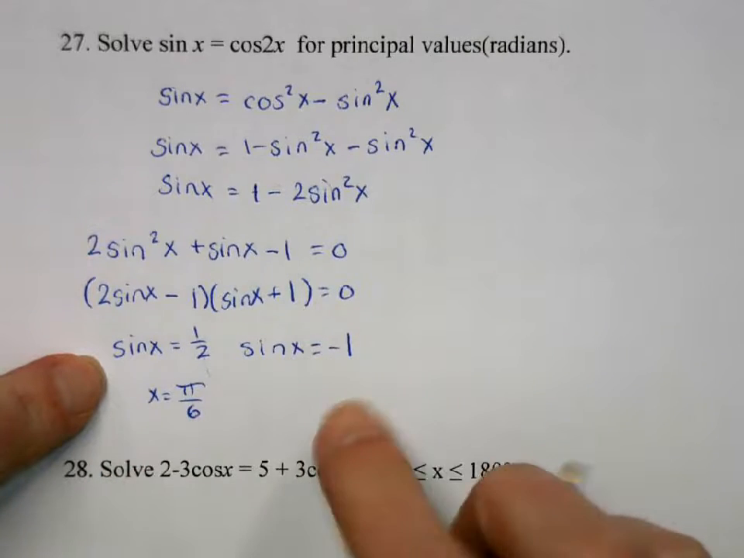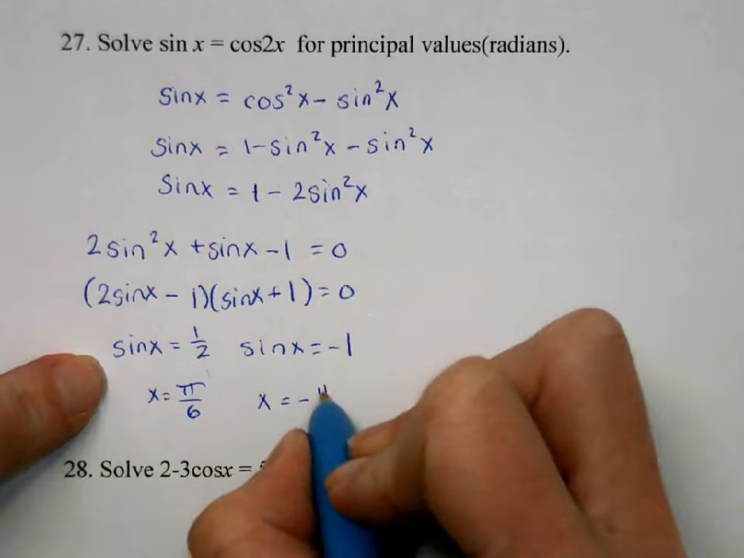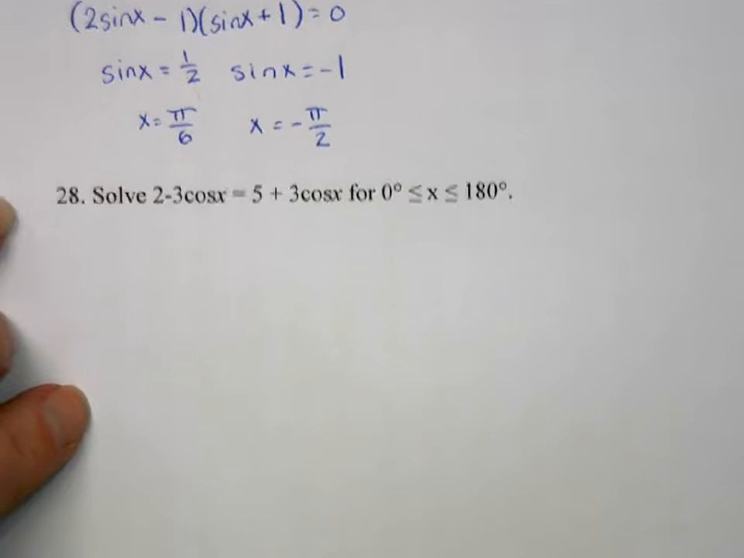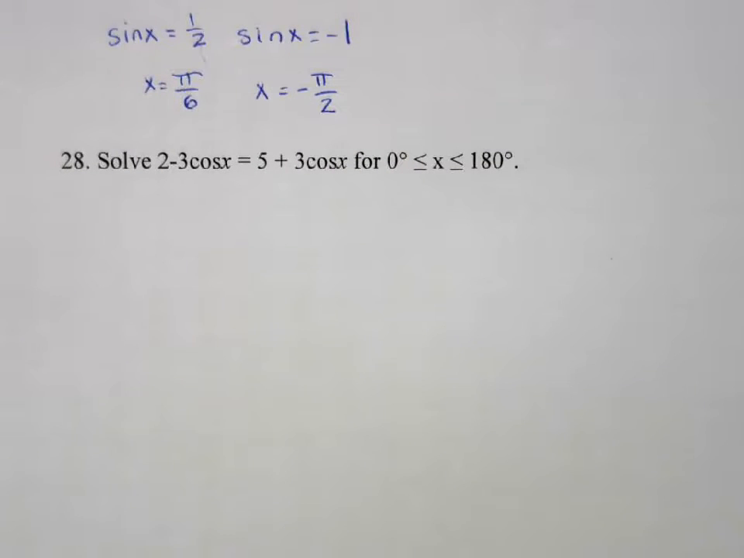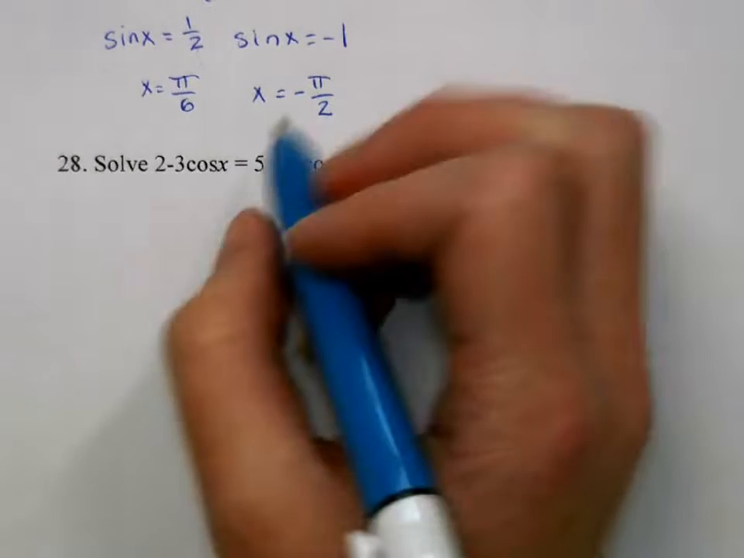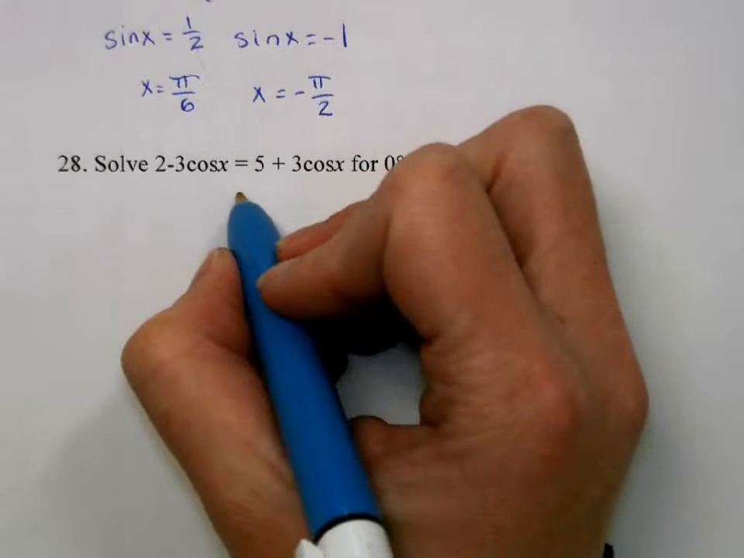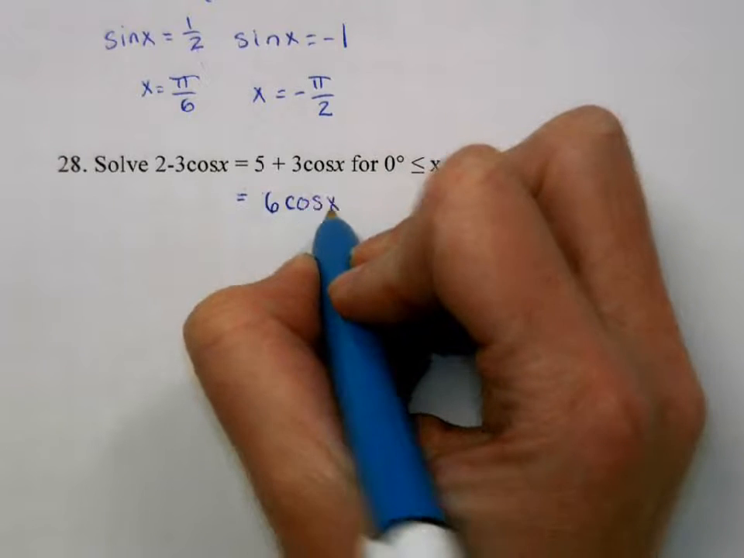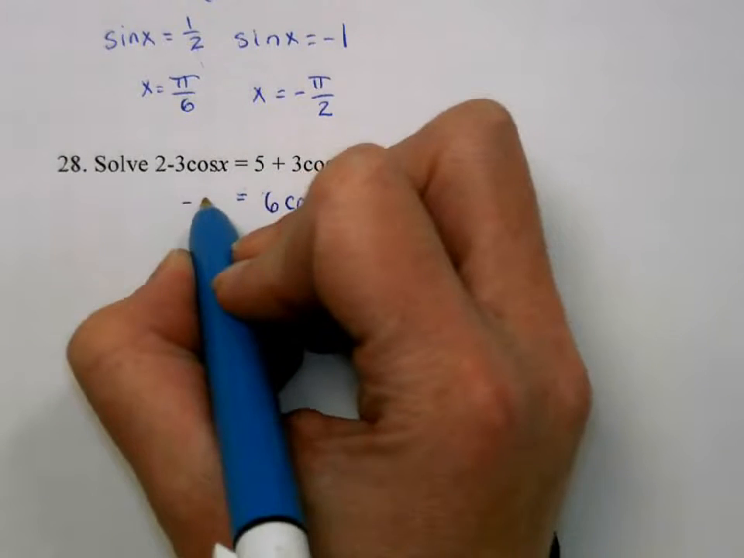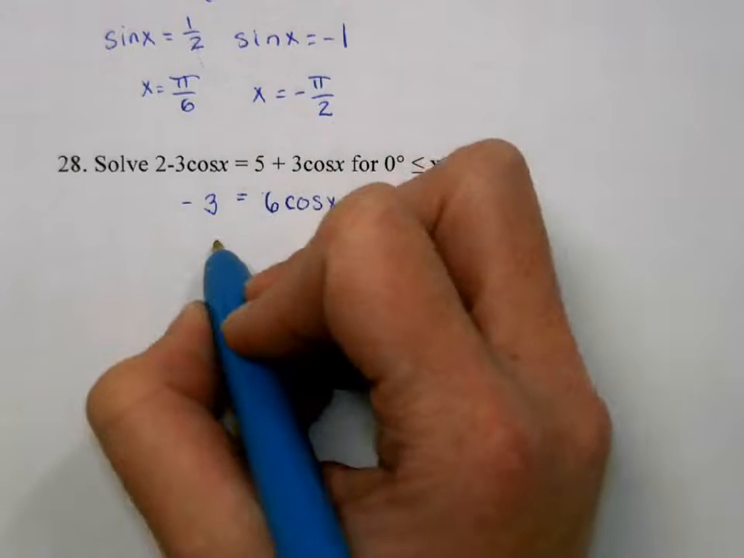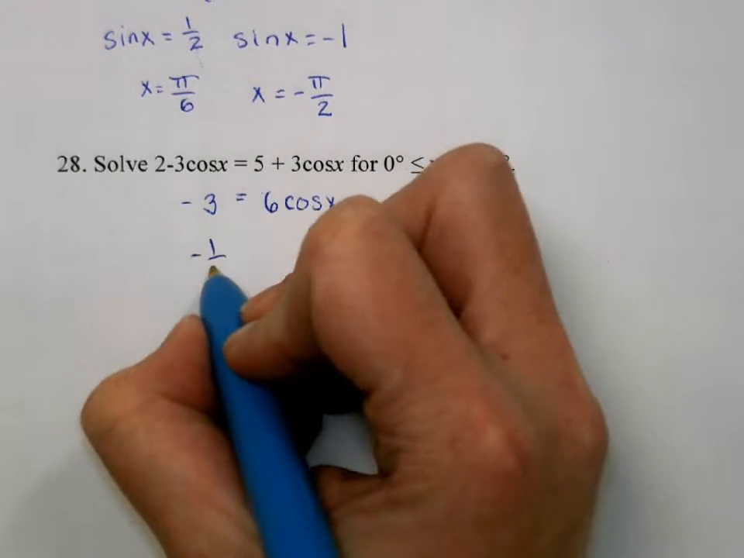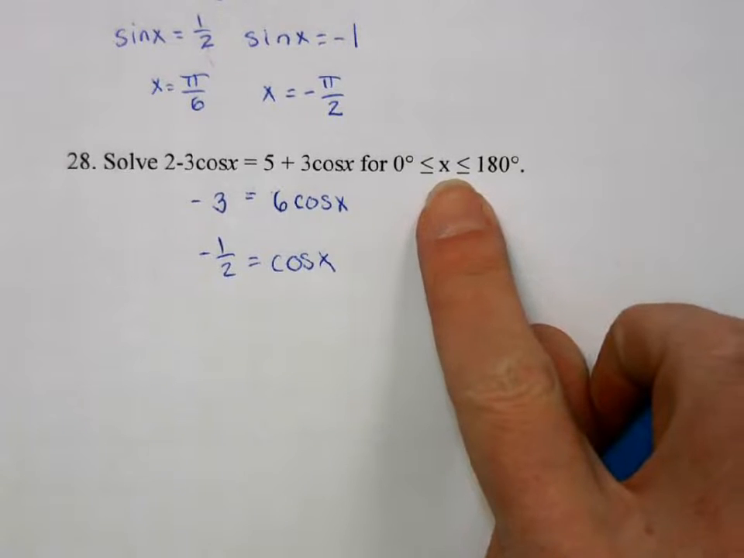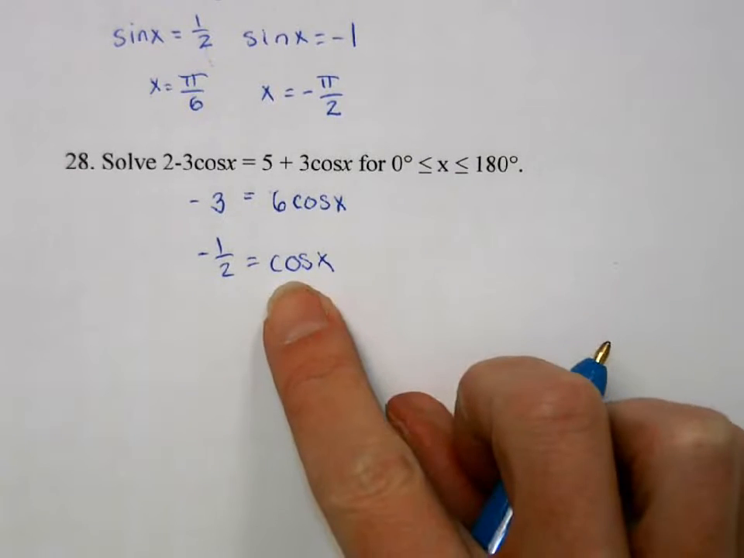This one, we don't have any squares, it's just going to be simple solving. So I'm going to go ahead and add the 3 cosine over here, so we have 6 cosine of x, and then subtract 5, so we have negative 3. So if I divide by 6, we have negative 1/2 equals cosine of x. In this case, we're solving between 0 and 180, so our x value is negative 1/2 at 120 degrees. Degrees because this is given in degrees.